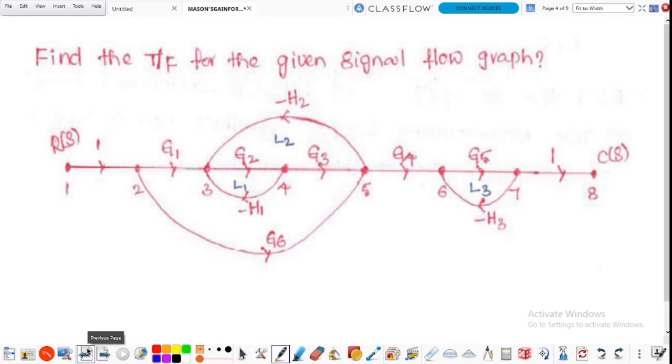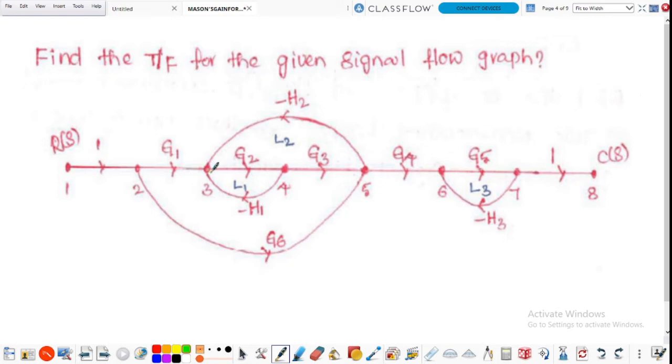Individual loop gain is the closed path starting from a node, passing through a certain part of the graph and arriving at the same node, that does not cross any node. So now here in this signal flow graph we can observe the individual loops are 3 to 4, 4 to 3, ending at the same node.